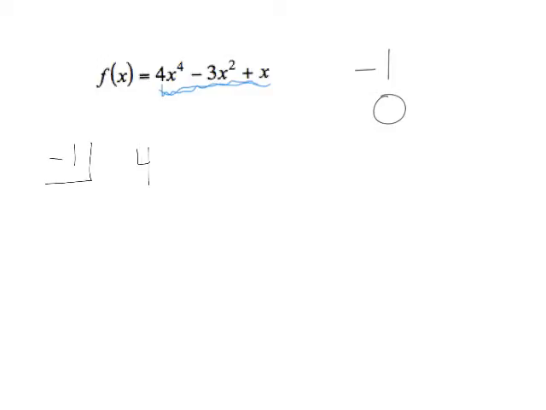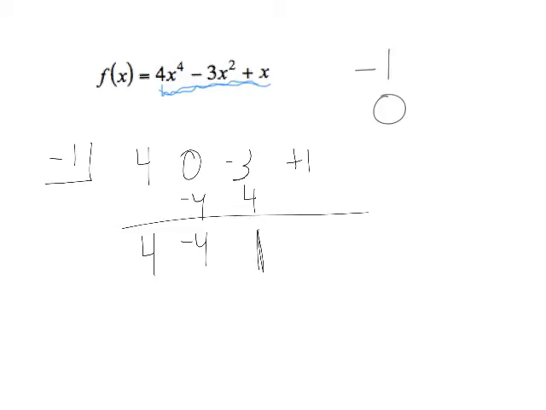Please make sure to put a placeholder: 4x to the fourth, 0x cubed, -3x squared, plus 1. You bring down your 4. -1 times the 4 is a -4. You're adding that column, you're not just bringing it down. You're adding the 0 and the -4, and you get a -4 here. And a 4 plus a -3 is a +1. When I multiply, -1 times a +1, I get a -1 there, and there's my remainder of 0.